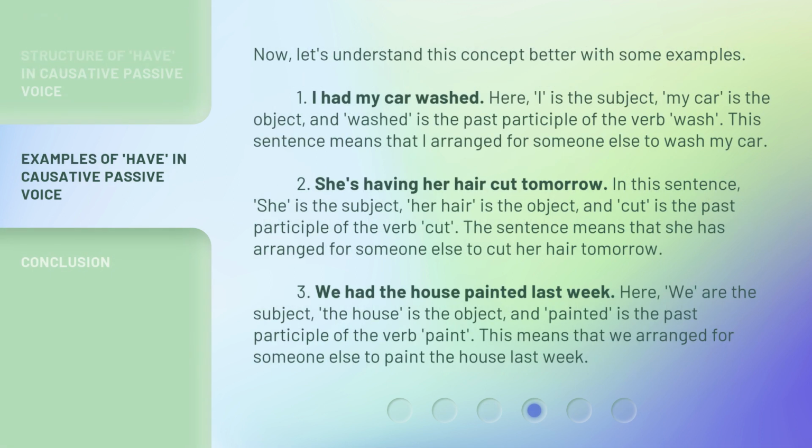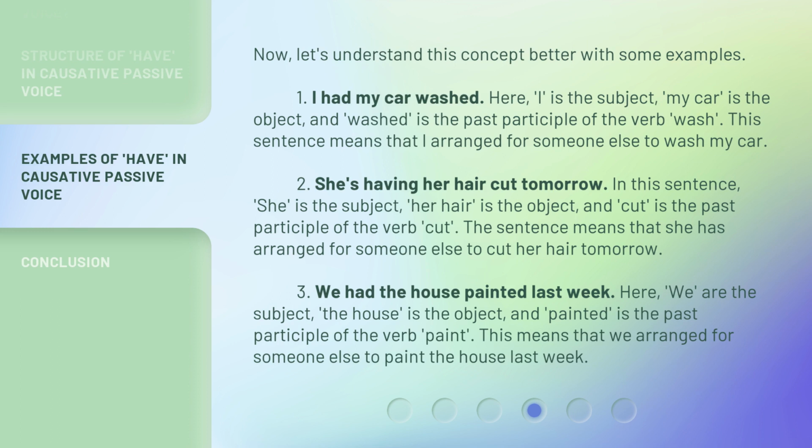Now, let's understand this concept better with some examples. 1. I had my car washed. Here, I is the subject, my car is the object, and washed is the past participle of the verb wash. This sentence means that I arranged for someone else to wash my car.